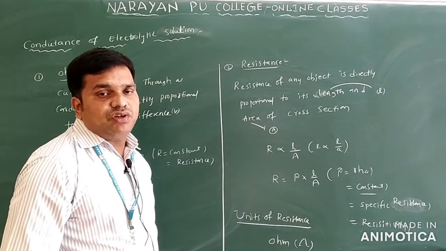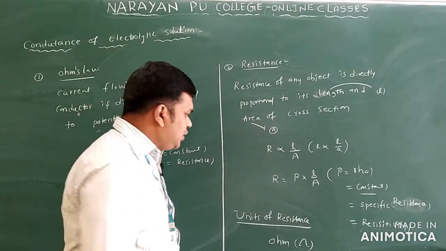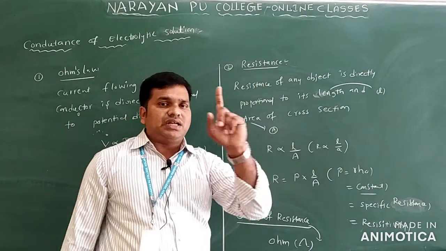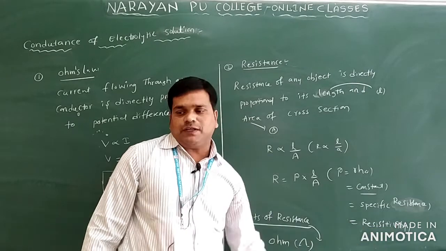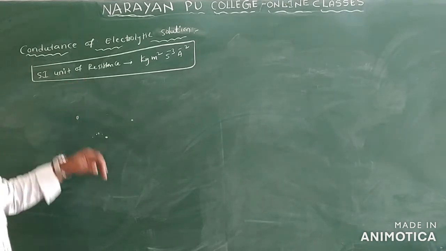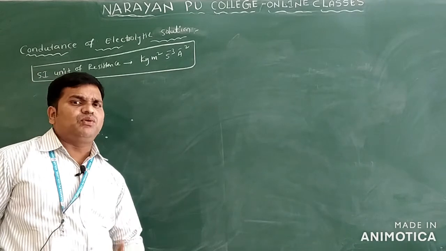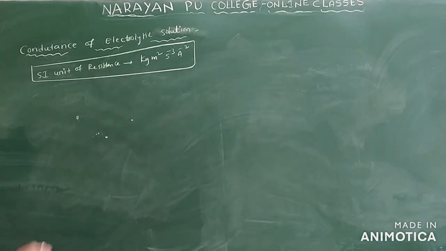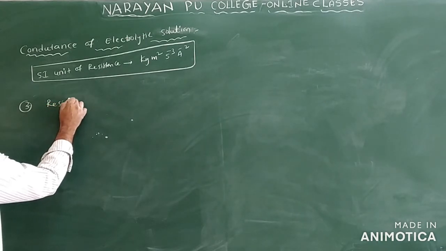So this is regarding resistance. Generally the unit we consider for resistance is ohm. Just one term I have defined, resistance. Then we can define specific resistance, or resistivity. The SI unit of resistance is kg m squared s power minus 3 A power minus 2, but generally we use ohm as the unit for resistance. And the next one we have is resistivity, the third term.